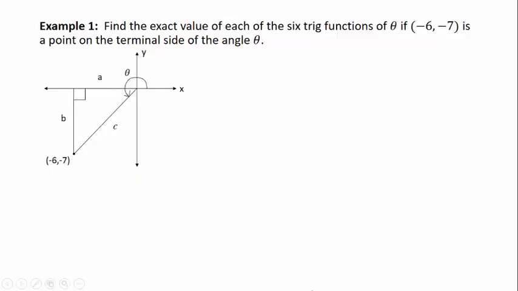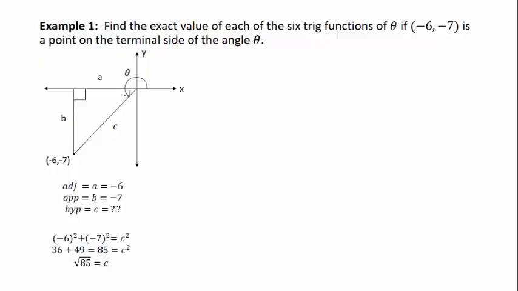that angle theta. So next I'm going to label the sides of my triangle A, B, C, C being the hypotenuse. So given my angle up here, I have A being the adjacent side, which is -6, because that's the x-coordinate of my point. The opposite side is B, which is -7, the y-coordinate of my point. And the hypotenuse is C. That's what we need to find to be able to use this triangle and find those trig functions.